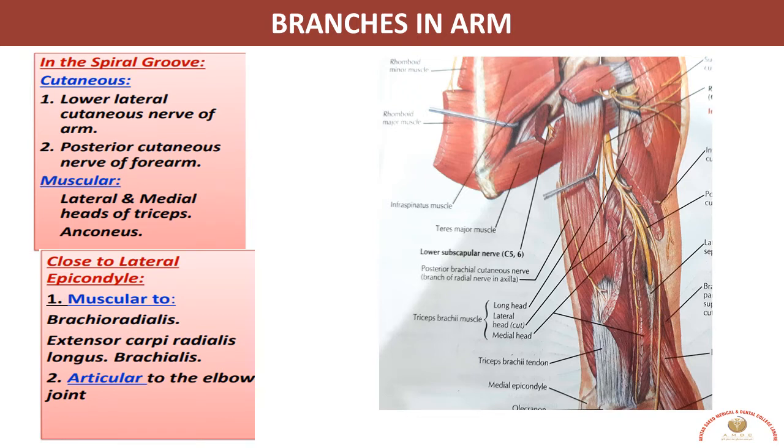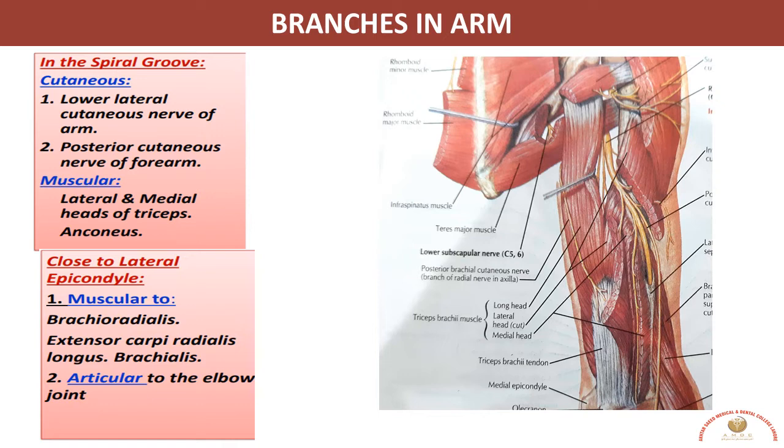Now the branches that are coming in the spiral groove. Okay, in the spiral groove, the muscular branches given by the radial nerve are to the lateral head of triceps brachii, and some branches are also given to the medial head of triceps along with the anconeus. And in the spiral groove, it also gives cutaneous branches, that is the lower lateral cutaneous nerve of the arm and the posterior cutaneous nerve of the forearm.